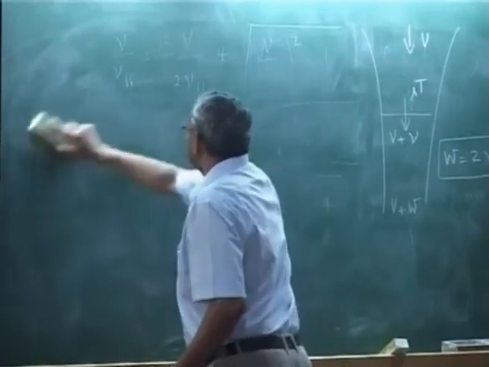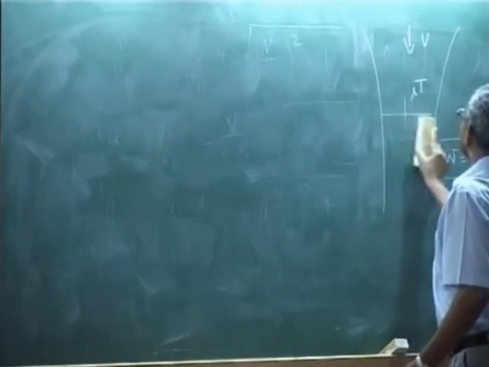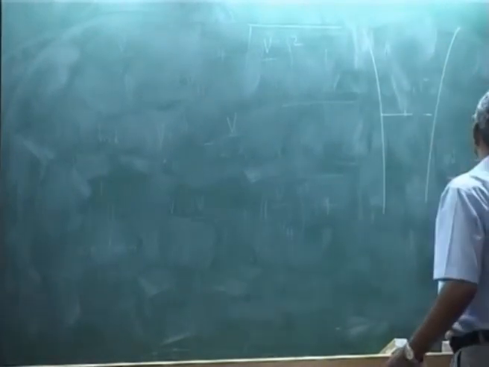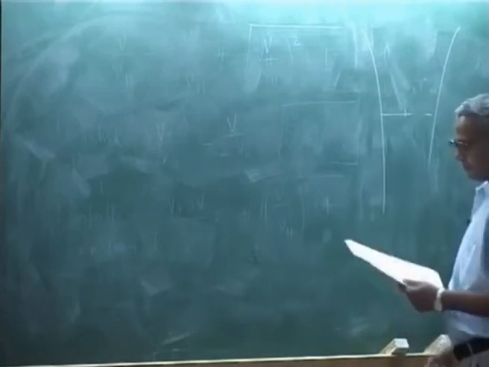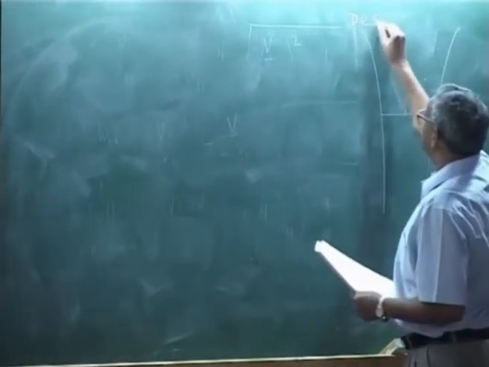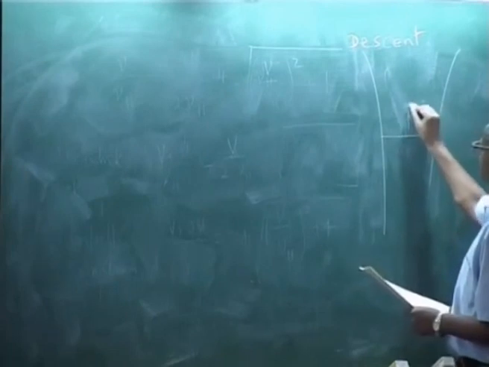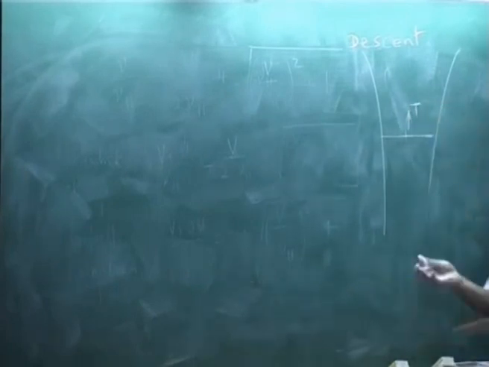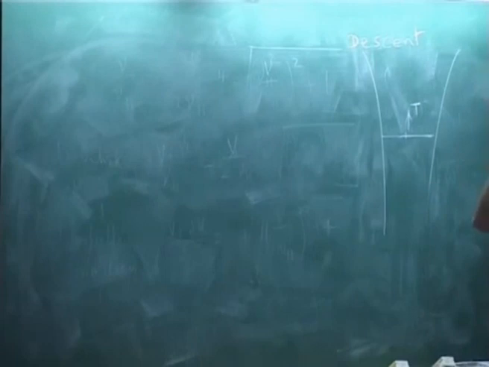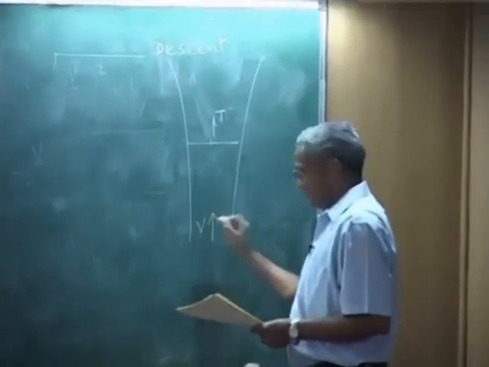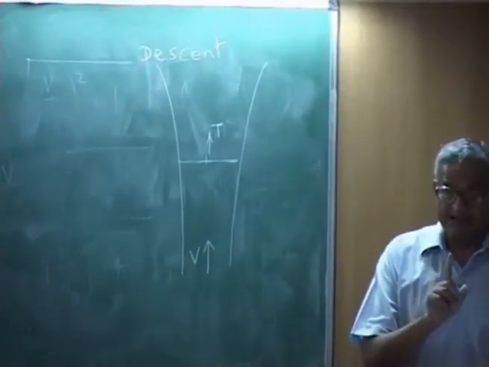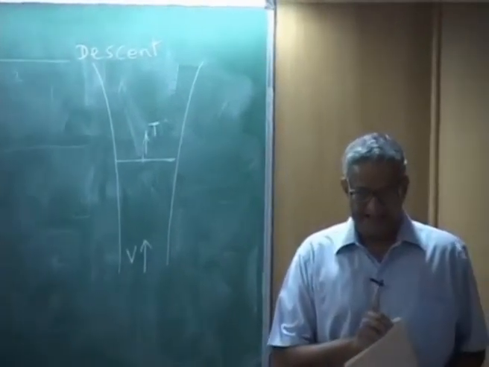Now let us take the descent condition. You know that this rotor is supporting thrust. It is supporting the weight. Thrust is always up, weight is down. Now your flow here is coming V. Please understand, I have changed the direction.